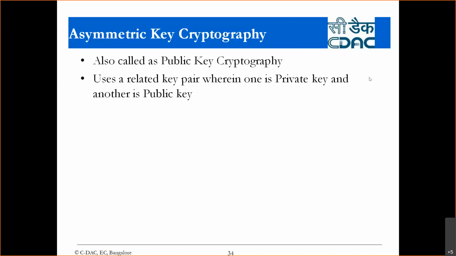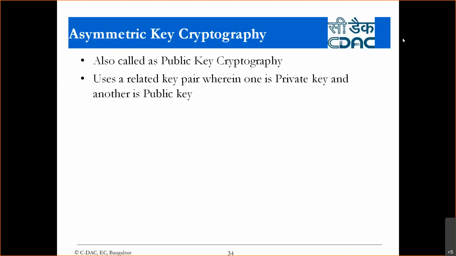The locking button function is only for locking. It cannot be used for unlocking. That is a very close example of asymmetric key cryptography. If this key is used for locking, the second key must be used for unlocking. Please remember this. This is what is asymmetric key cryptography.